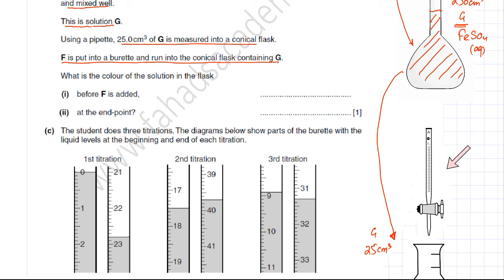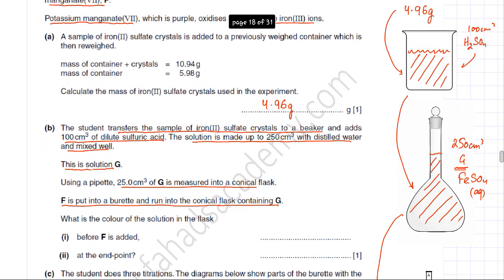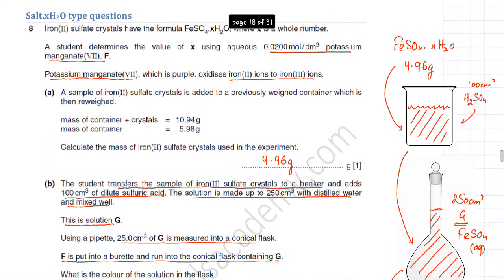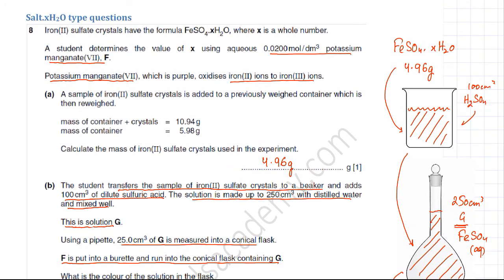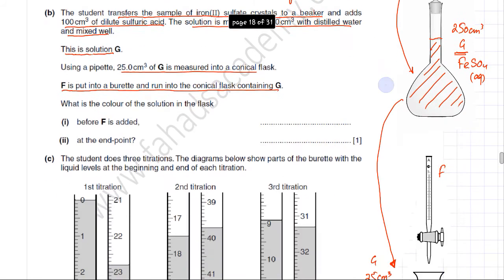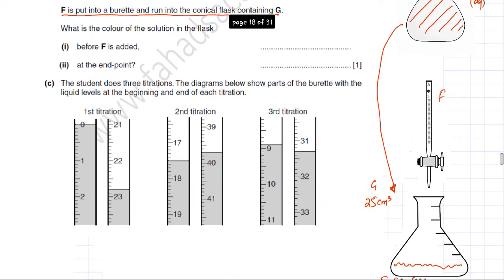So here is my burette, and I'm going to put solution F in the burette. And what was F? F was mentioned in the early stages of the questions, in the first few parts. F is 0.02 mole per decimeter cube potassium manganate(VII). So the concentration is also given for F. It's 0.02 mole per decimeter cube.